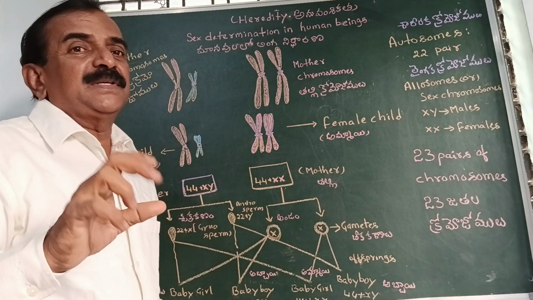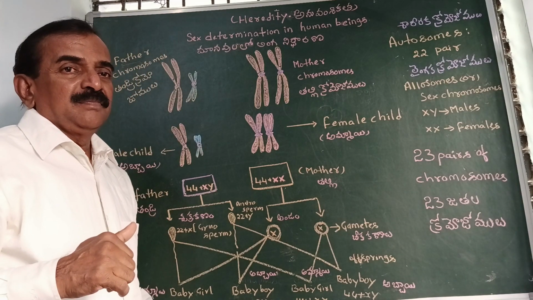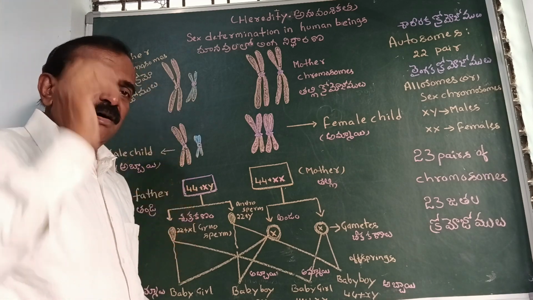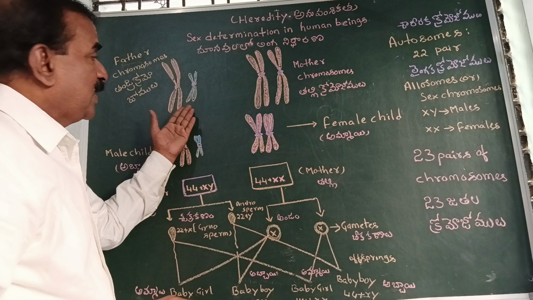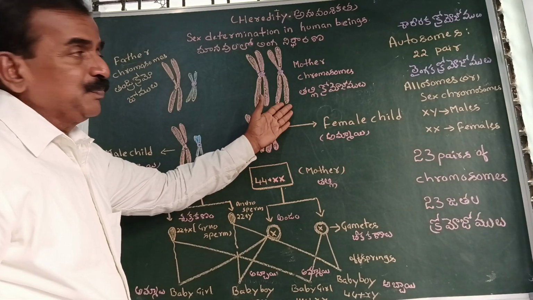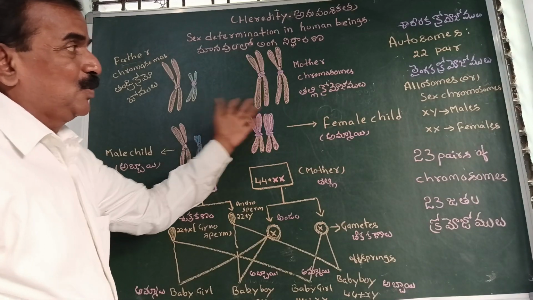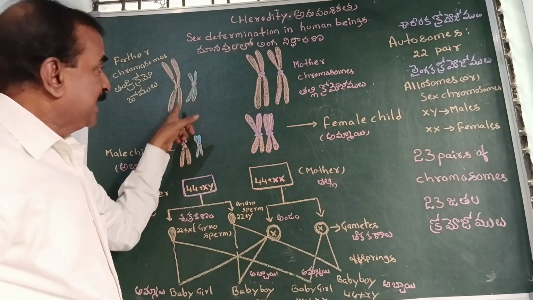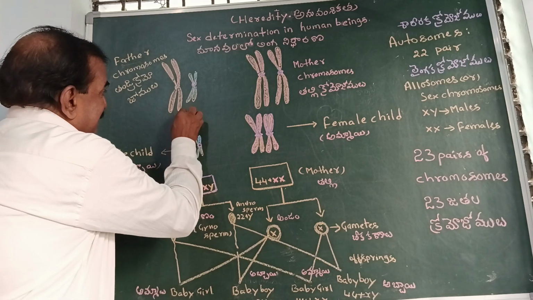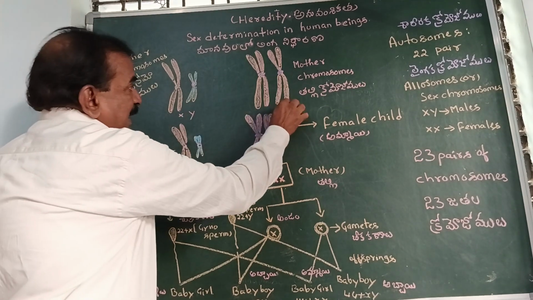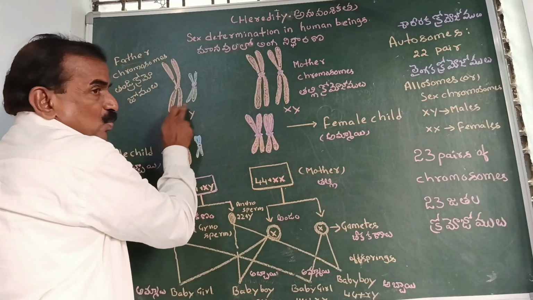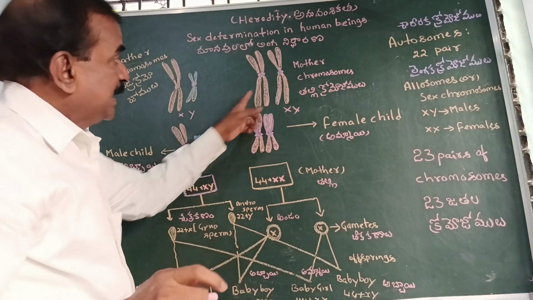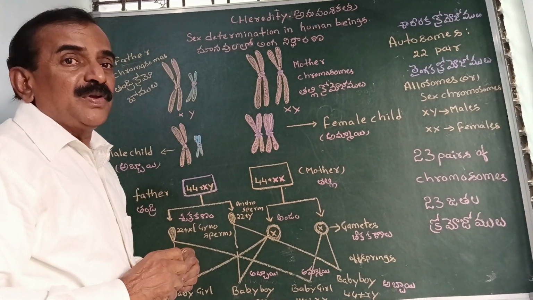Allosomes are present in each and every cell of our body, but not in sex organs, not in reproductive organs. So allosomes are present in all cells of our body. Father chromosome and mother chromosome: these are allosomes, sex chromosomes. Males are XY. The small one is Y and this is X. And here you see XX chromosome. So XY chromosomes are allosomes in case of male parent or father, and XX chromosomes in case of female parent or mother.